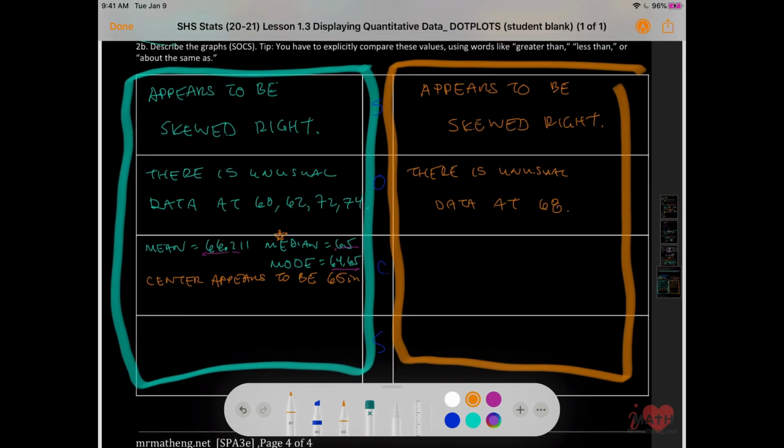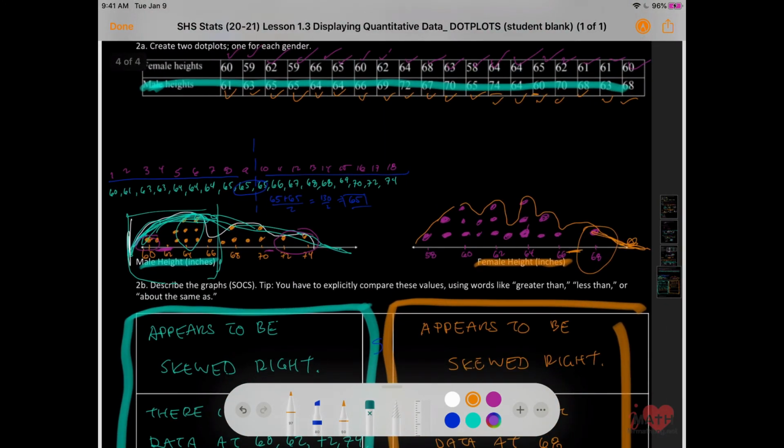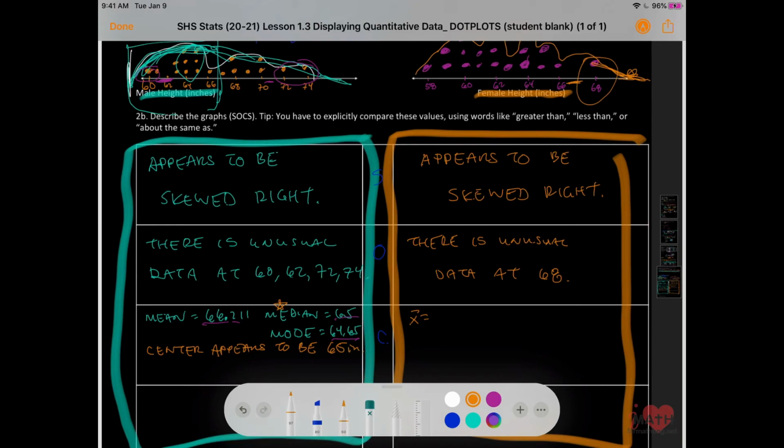Okay, let's do the females here. So average or mean, X bar, if you add all those numbers up and then divide by 19, you should get an answer of 62.263. So add all those numbers up and divide it by 19 because there's 19 females' heights there, and that should give you that number right there. Okay, median. Our median is 62.